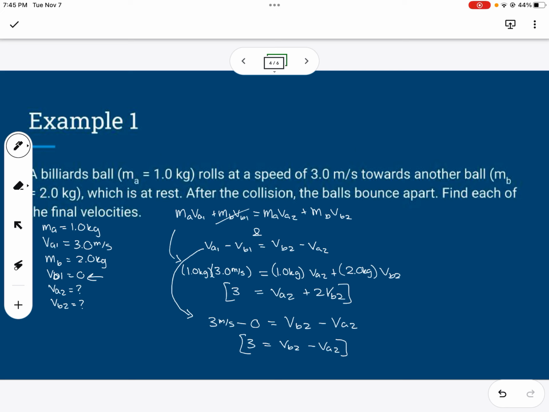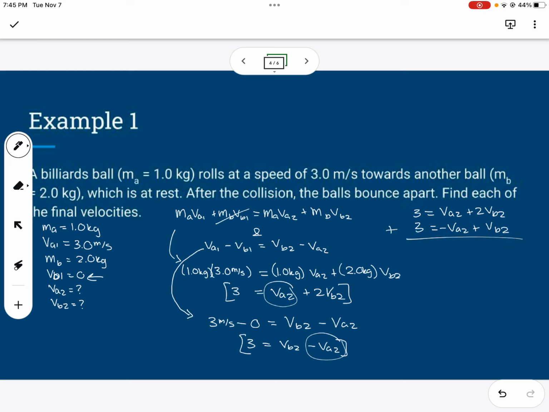You can use elimination or substitution when solving for a system of equations. In this case, I see that I have VA2 and a negative VA2. So what I'm going to do is probably just elimination here, and I'm going to rewrite my equations over here. 3 equals VA2 plus 2 VB2, and then I'm going to rearrange the second one a little bit. So minus VA2 plus VB2.